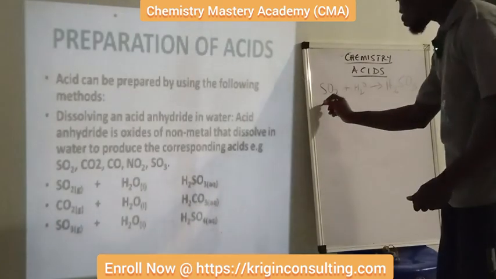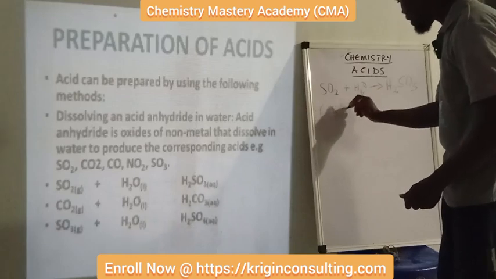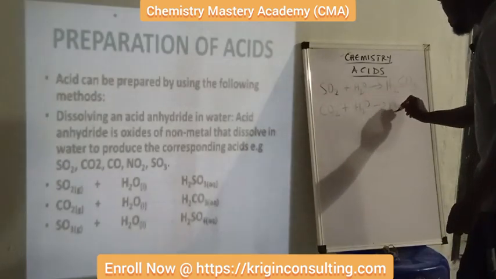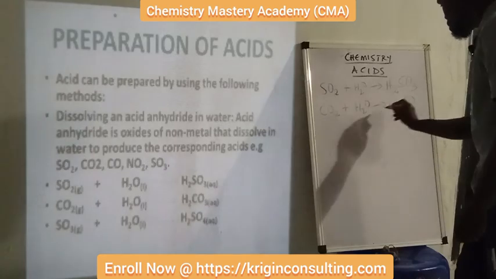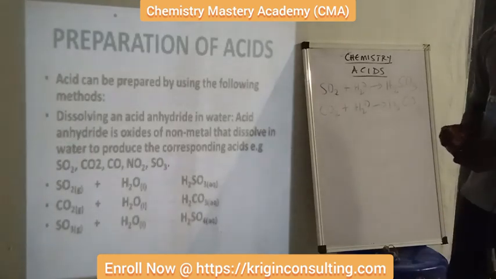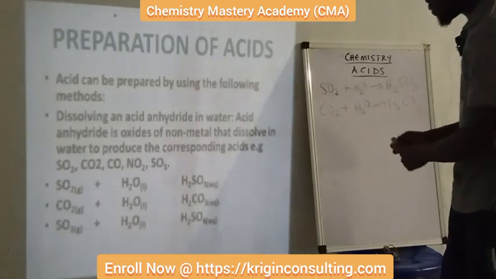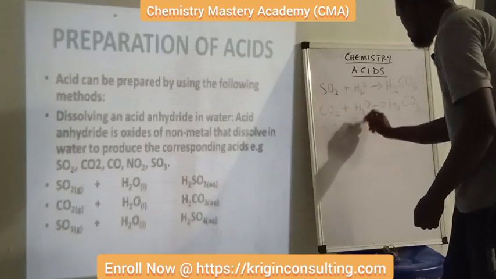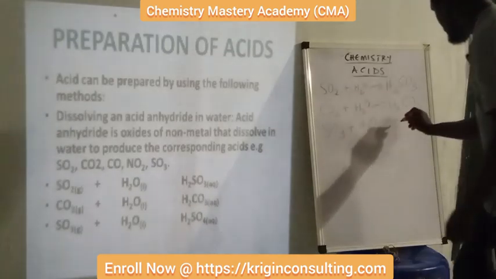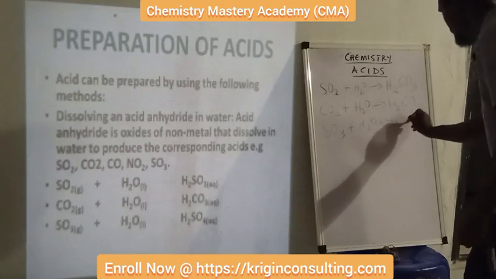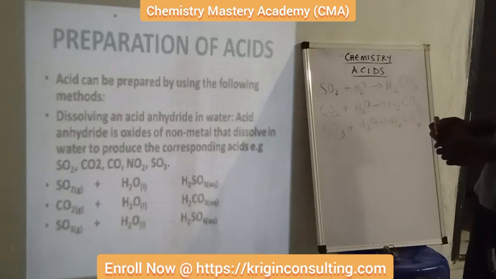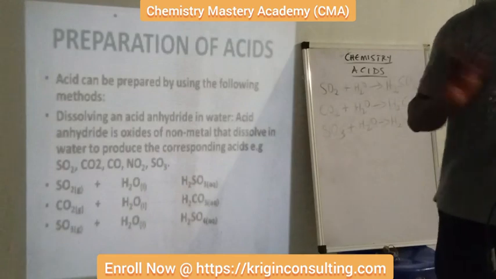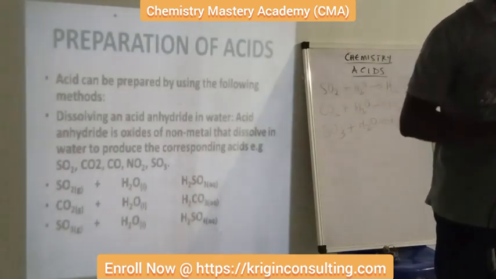Then we have CO2. The same pattern. CO2 plus water will give us H2CO3. Then we have another one, SO3, plus H2O. So we have H2SO4. You remember this one now? We have been using it severally. Good. So that's one way to prepare acid, by mixing acid anhydride with water.